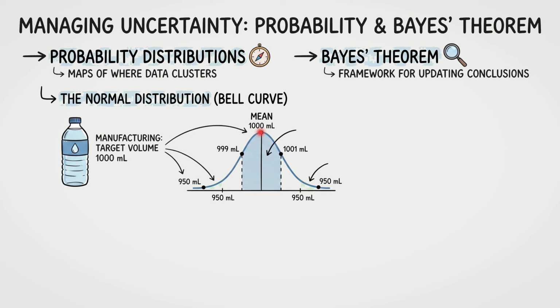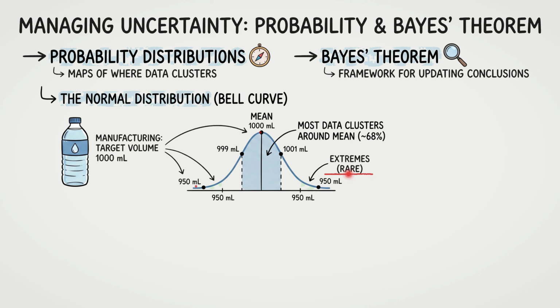In a perfectly normal distribution, most of the data points cluster tightly around this center line, perhaps hitting 999 or 1001 milliliters. However, as we move outward to the tails of the curve, finding a bottle with only 950 milliliters is considered one of these rare extremes.